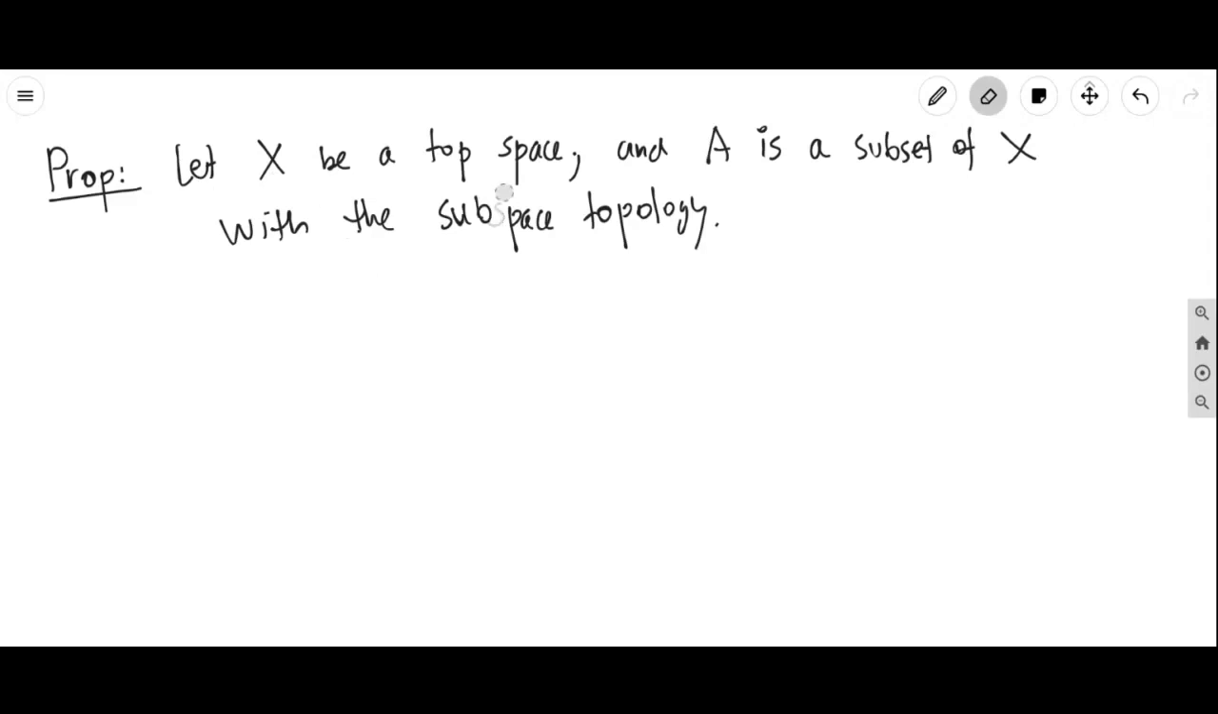So X, we have a topological space. A is a subset of X. We're not assuming it's open or anything like that. A is a subset of X, and you're going to give it the subspace topology. So X and A, they're both topological spaces. And this is the proposition.